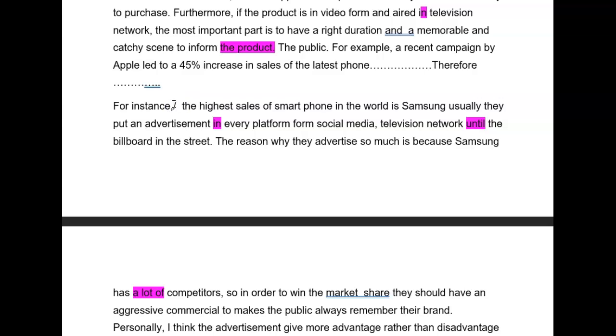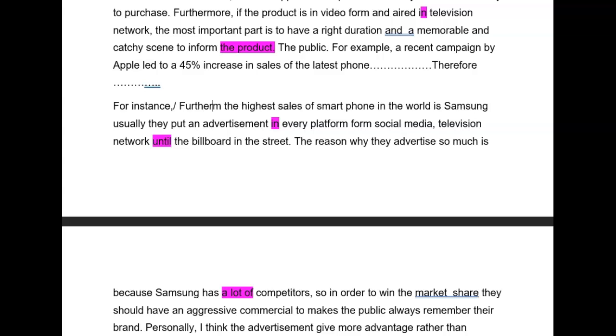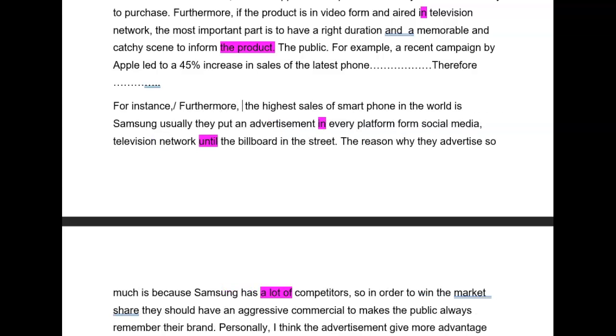Then I would put here, furthermore, you have to have two paragraphs here. So the structure of the essay is really important. So furthermore, the highest sales of smartphones in the world is by Samsung, who usually put an advertisement on every platform, social media. The reason why they advertise so much is because Samsung has a lot of competitors. Okay, yep, we said that. In order to win market share, they should have an aggressive commercial to make the public always remember their brand.